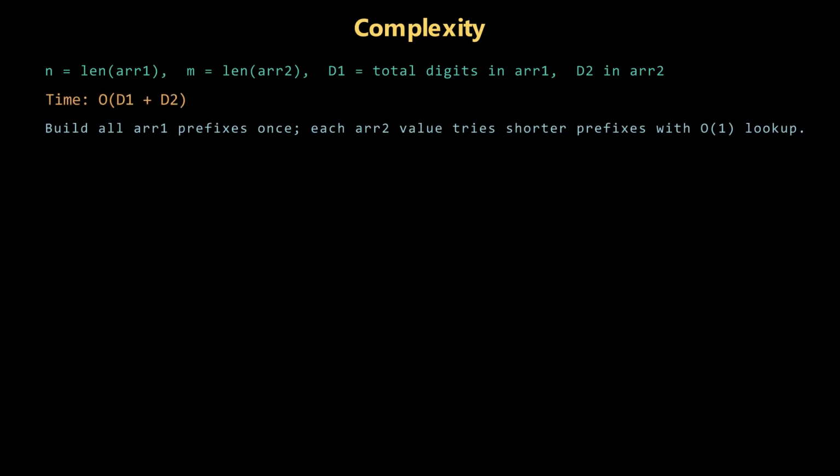Let n be the length of ARR1 and m the length of ARR2. D1 is the total digit count across ARR1, and D2 across ARR2. Time is O of D1 plus D2, insert every ARR1 prefix once, then scan each ARR2 value from longest prefix down. Space is O of P for the prefix set, where P is the number of distinct prefix strings stored, at most D1.